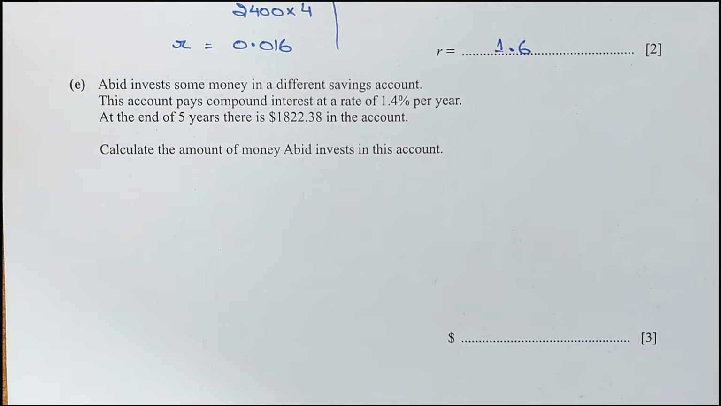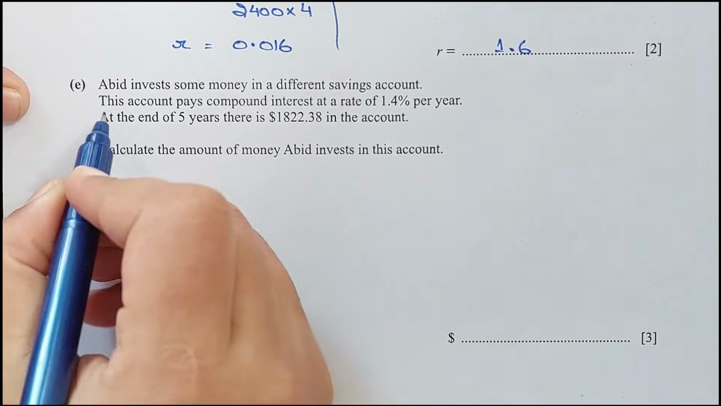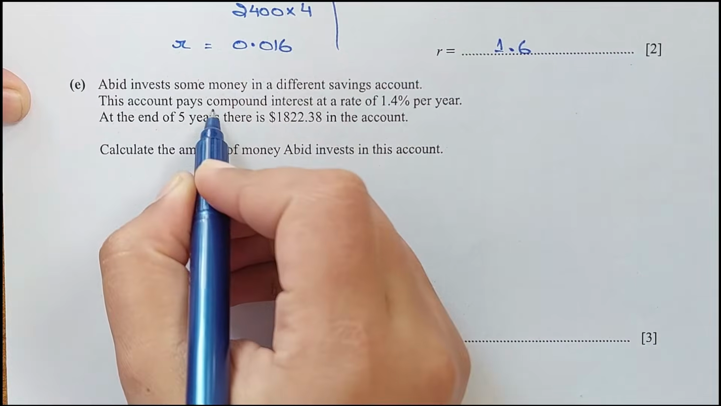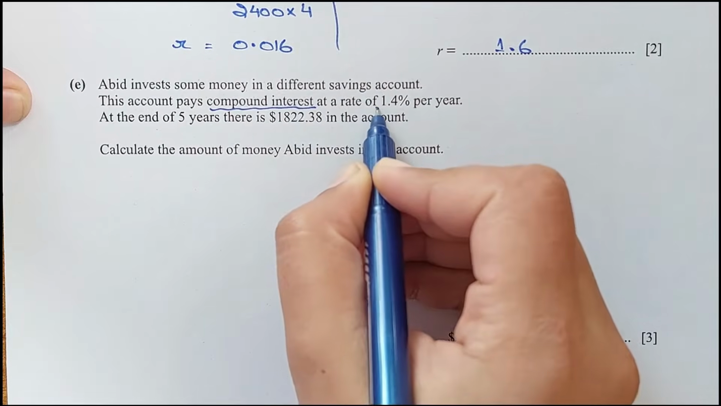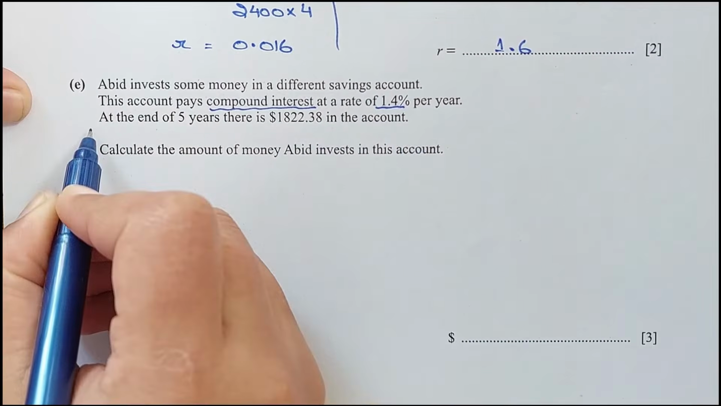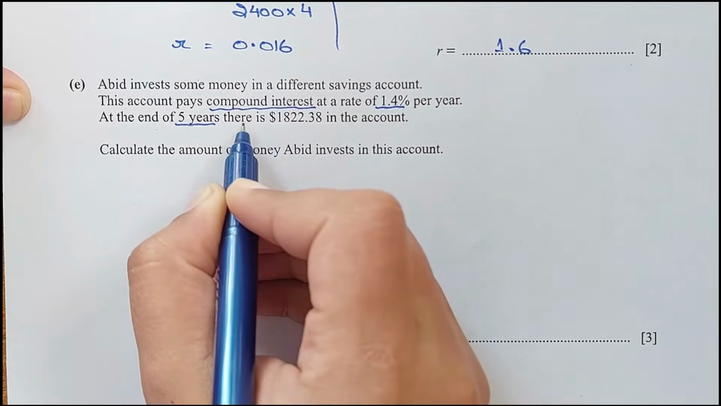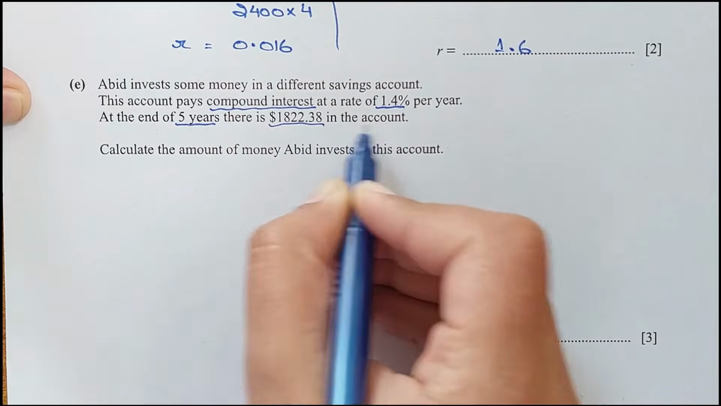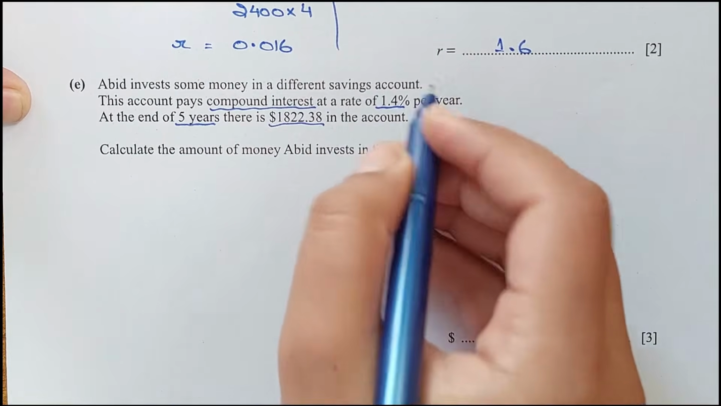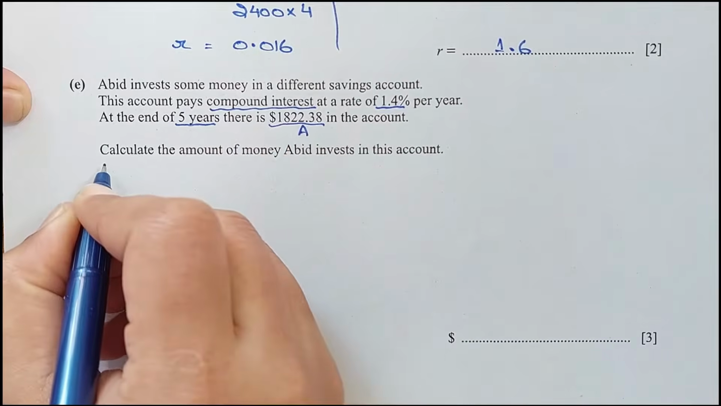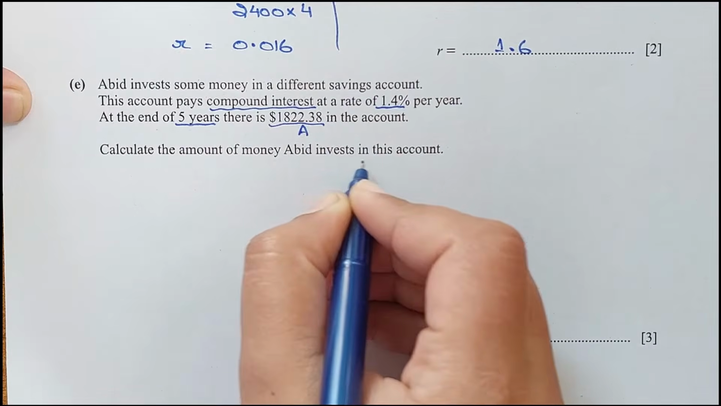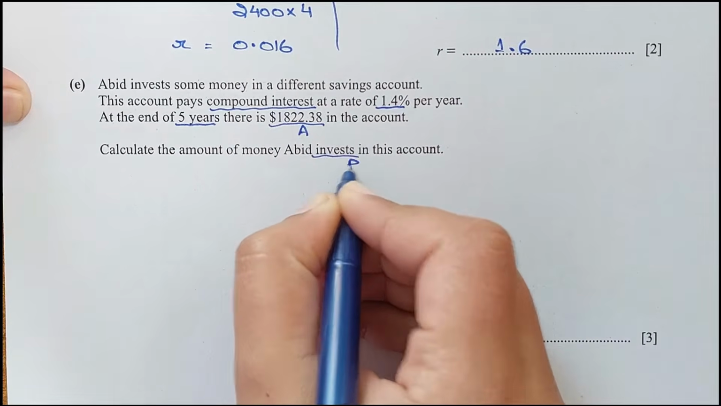Abid invests some money in a different savings account. This account pays compound interest at a rate of 1.4% per year. At the end of 5 years, there is this much in the account. Okay, so this is the amount. Calculate the amount of money Abid invests. We need to find P in this account.